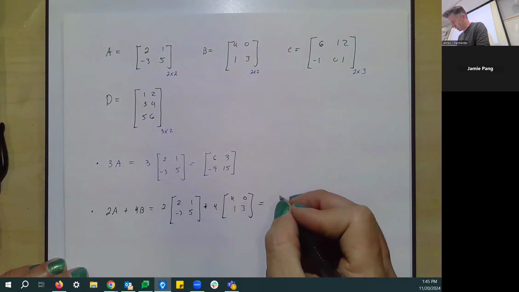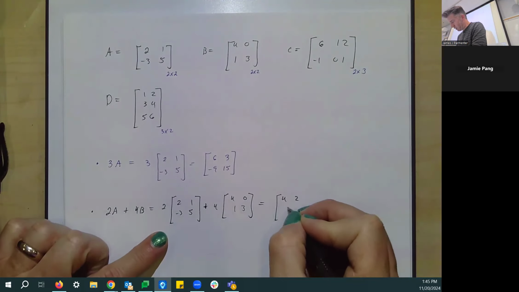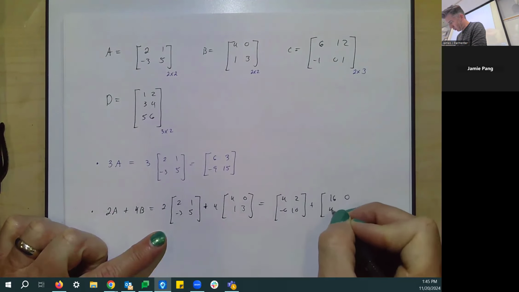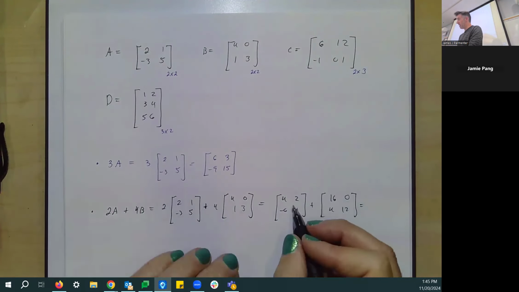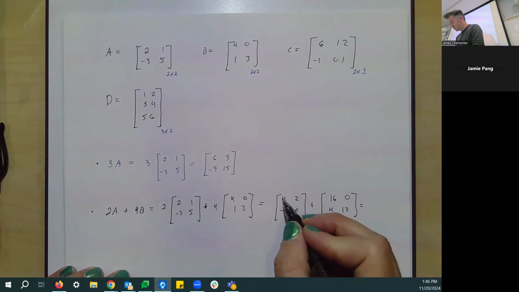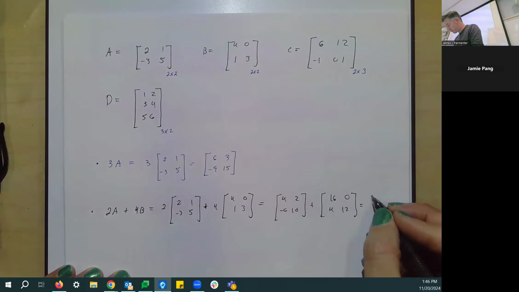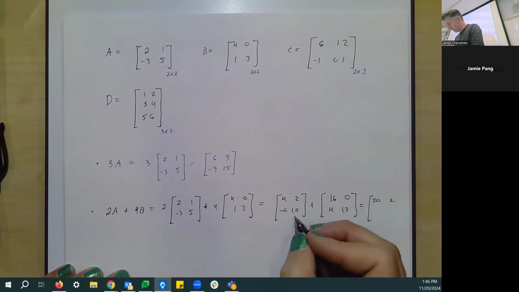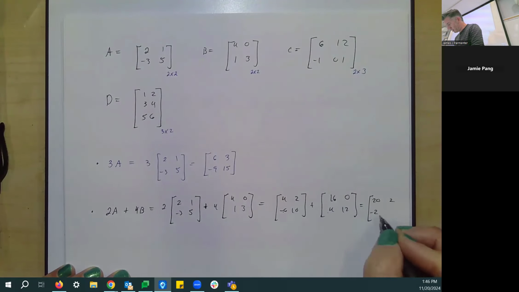And you end up getting 4, 2, negative 6, 10, plus 16, 0, 4, 12. And then just like with vectors, where when you add them together, you add the corresponding components together, the same thing is true for matrices. When you add matrices together, you add the corresponding entries together. So the entry in the first row, first column gets added to the entry in the first row, first column. 4 plus 16 is 20. First row, second column, 2 plus 0. Second row, first column, negative 6 plus 4. Second row, second column, 10 plus 12.